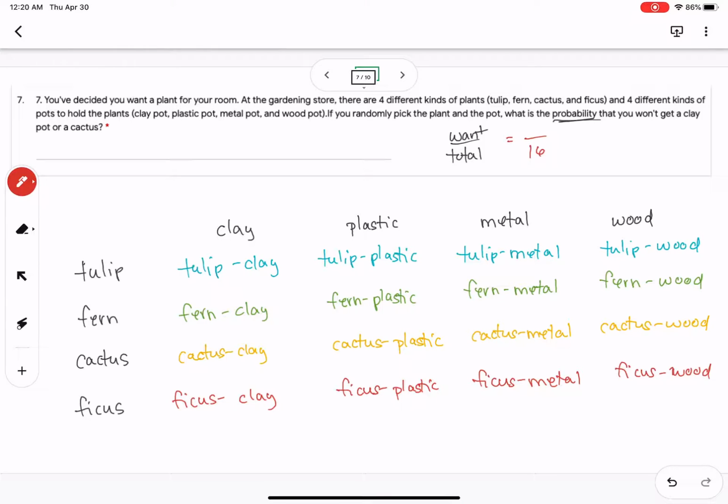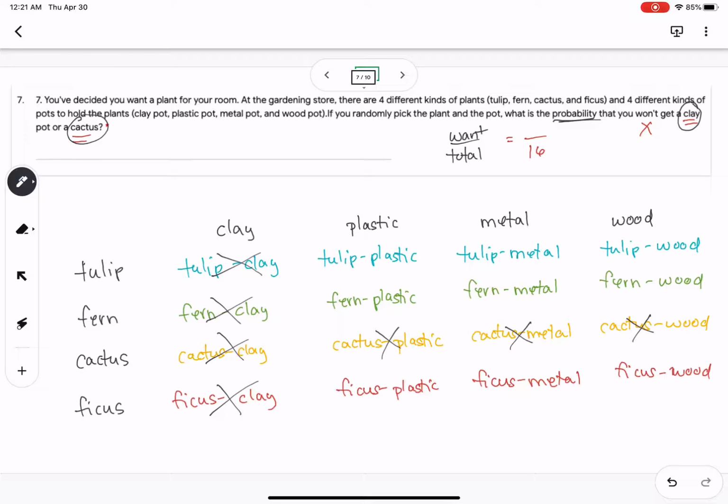Now let's look at our want. So let's go back to the question. It says that you won't get a clay or cactus. So won't, notice I put an X under won't. That means that's what we're not looking at. So what we need to do is we need to go through and put an X over everything that is clay and everything that is cactus. So let's go through and mark out all the clays first. So all the clays are straight down through here. And now let's mark out all the cactuses. Well, one cactus is already marked out. I'll mark out the other 3.